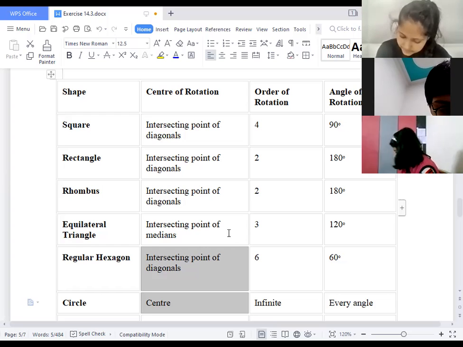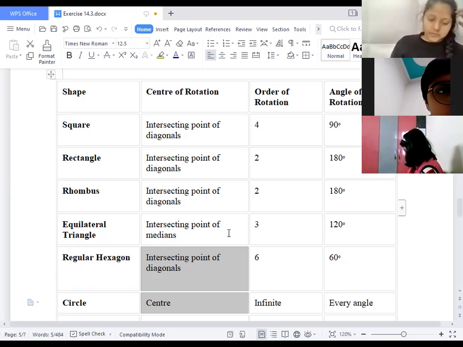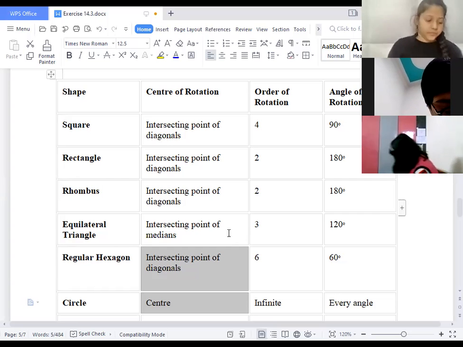In a regular hexagon, all the sides of the hexagon are equal. Again, here also the intersecting point of the diagonals is the center of rotation, and the order of rotation is 6, because a hexagon is a 6-sided figure. So its angle of rotation will be 60 degrees.